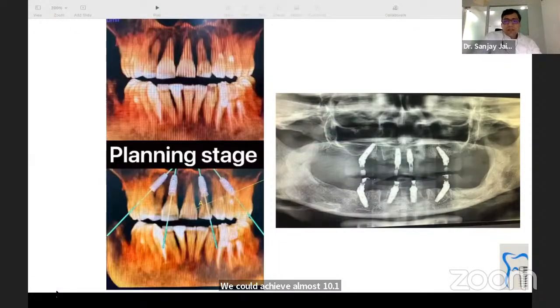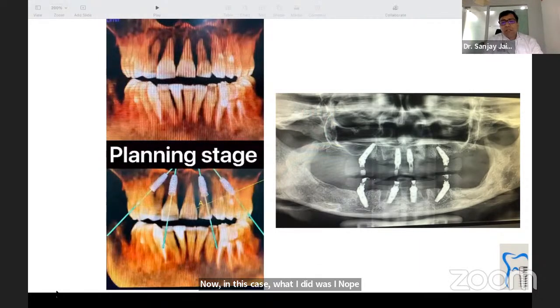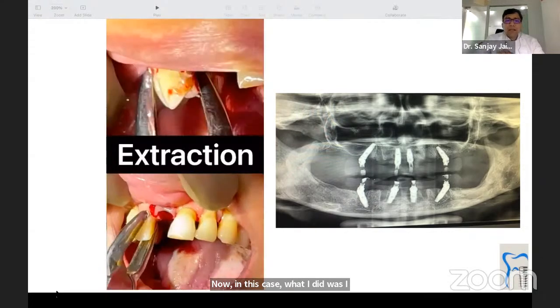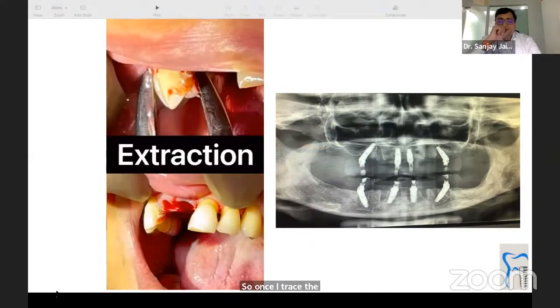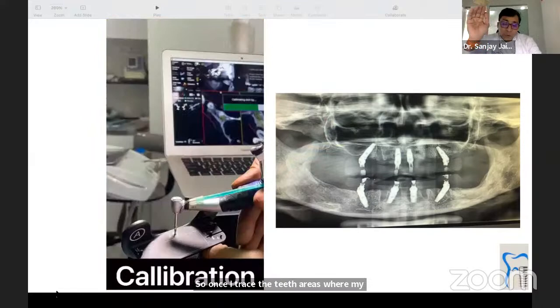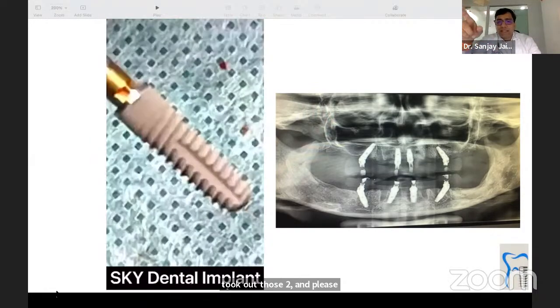So another interesting case, a complex case of all-on-4 with the teeth present. The teeth had to be immediately extracted. Now, in this case, what I did was I kept a few of the teeth to be extracted later on. Once I traced the teeth, in the areas where my implants will be placed, I took out those teeth and placed implants. And you see the rest of the teeth, I kept because I had to trace them.